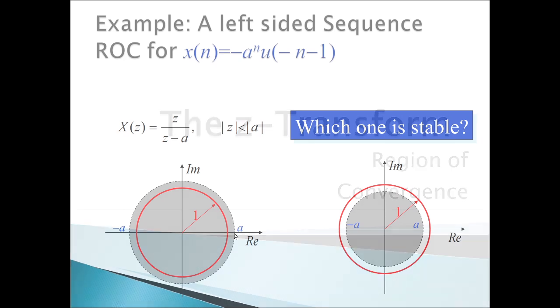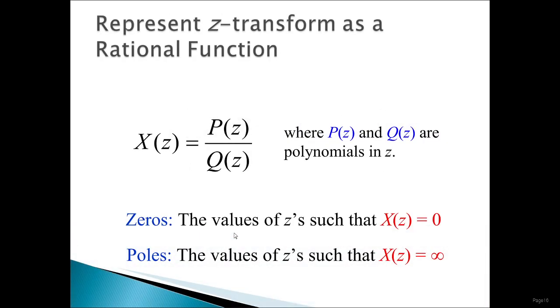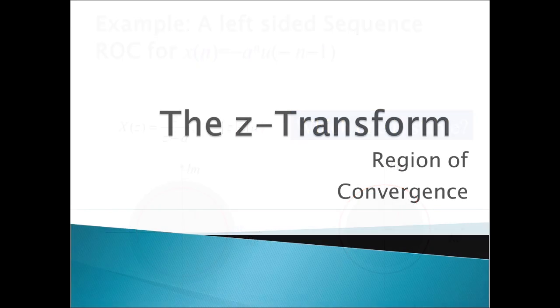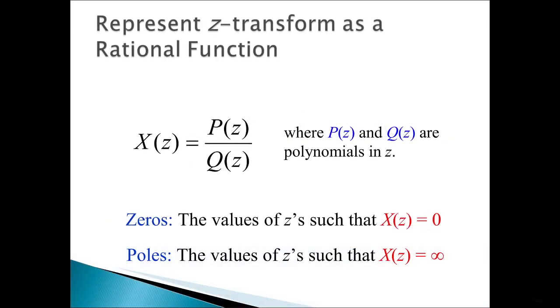This point you can call a, and that is about the region of convergence. This is about the left-sided sequence region of convergence for x of n is equal to minus a to the power of n into u of minus n minus 1. So the region of convergence we have discussed. The region of convergence represents the z transform as a rational function.